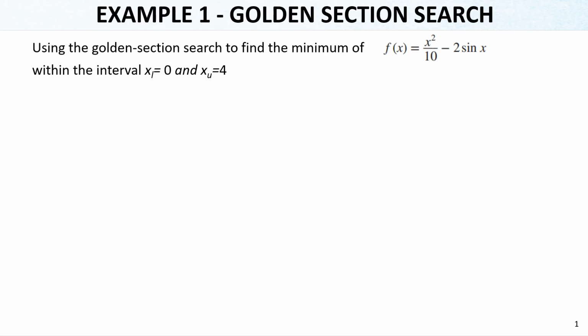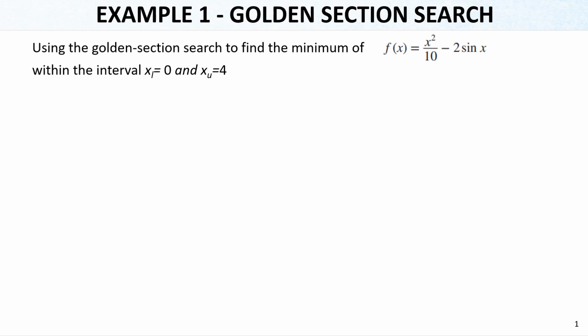In this slide, we will be solving a golden section search example. Here you can see this is our function, and we want to find the minimum of this function. We will use golden section search, and the interval will be x lower is 0 and upper is 4. Initially, we need to find the golden section ratio, the d value actually.